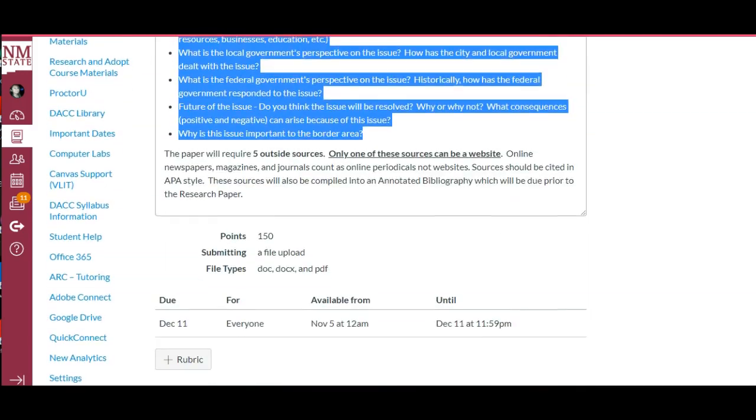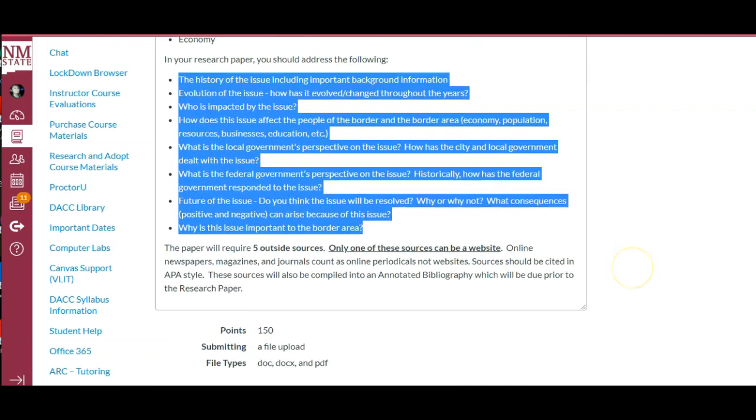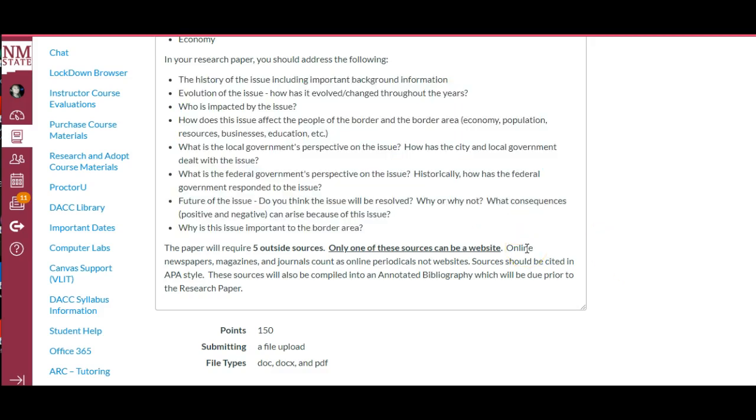So when we get to the reference page, you are going to need 5 sources, 5 outside sources. So this means that you need to do outside research, and only one of these sources can be a website. And the reason for that is because we want to use more academic sources. So again, you can pick something like an article from the New York Times, from the Atlantic, from Time.com, from the San Diego Tribune. All of those count as online periodicals slash online articles. However, something like Fox News, CNN.com, a government website, those count as websites. So you can only have one of those.